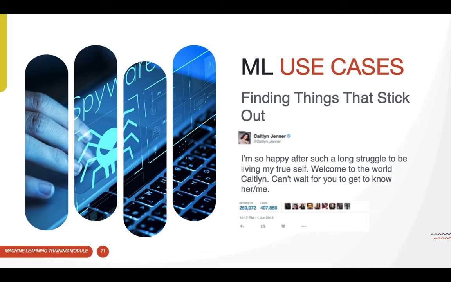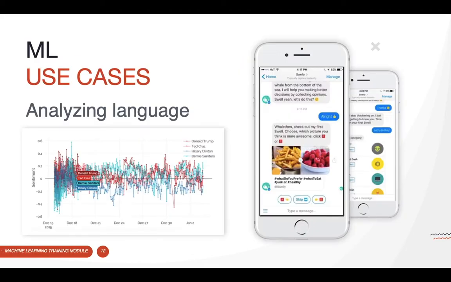Finding things that stick out, for example, Caitlyn Jenner's tweets that got retweeted a lot, and a lot of likes, and that'd be something that machine learning could help you detect, just like, for example, fraud detection. Analyzing language, for example, a chatbot analyzes your language in order to chat with you. For example, you're trying to make an order. And again, you could use it on Twitter for sentiment analysis, trying to figure out what tweets are most popular, for example, presidential candidates.